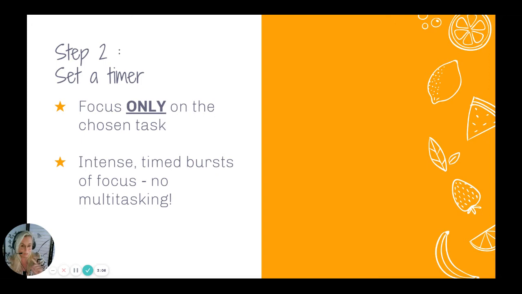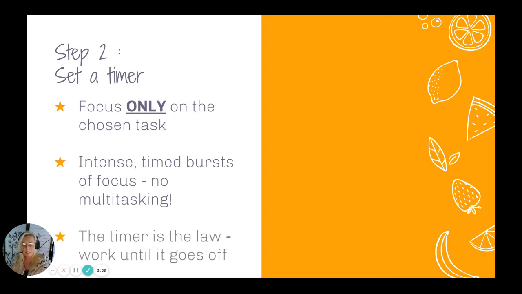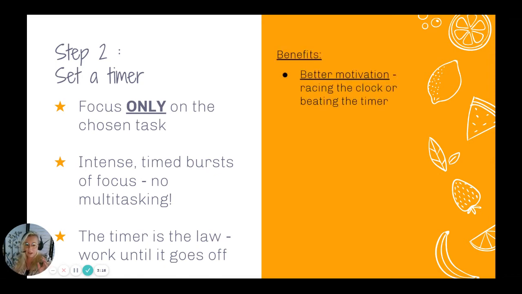Remember, if you're trying to switch between a bunch of different things, this timer becomes law and you will work until it goes off. Now, the reason for this, it sounds draconian, but a couple things. It's better motivation. I know if you like games, part of the excitement of the game is that you're trying to beat the clock, beat your time, beat your high score. So when you have this clock ticking down to finish this task, oh my gosh, I got to finish all these chores in 30 minutes, it gets a little bit more exciting.